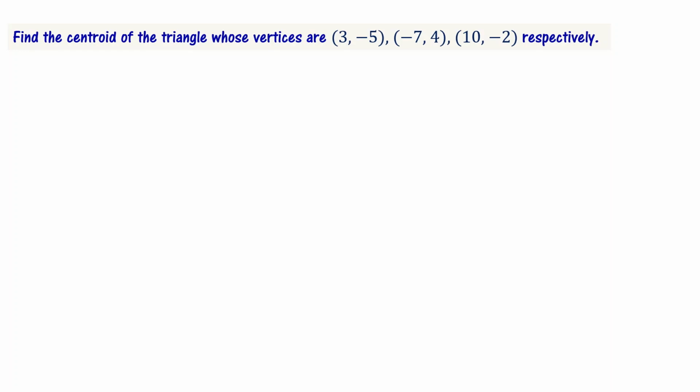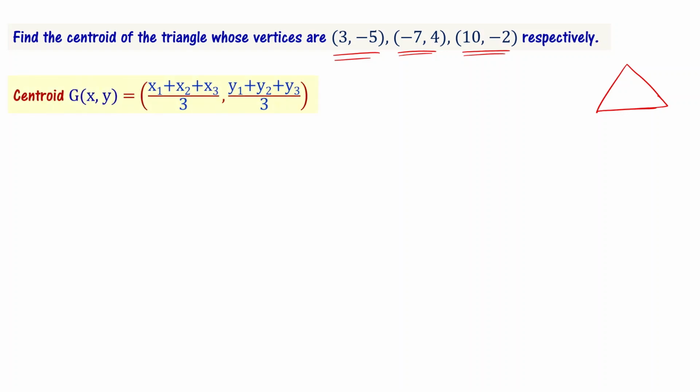Now let's find the centroid of a triangle whose vertices are 3 comma minus 5, minus 7 comma 4 and 10 comma minus 2 respectively. We have a triangle for which the coordinates of the vertices are given, right? We want to make use of them to find the centroid of the triangle. Centroid formula em cheptundi x1 plus x2 plus x3 divided by 3 comma y1 plus y2 plus y3 divided by 3. ఈ ఫార్ములా యూస్ చేయడం కోసం ఫస్ట్ ఏం చేస్తానంటే నేను ఈ పాయింట్ని x1 కామా y1 అనుకుంటాను. ఓకే, 3 కామా మైనస్ 5.